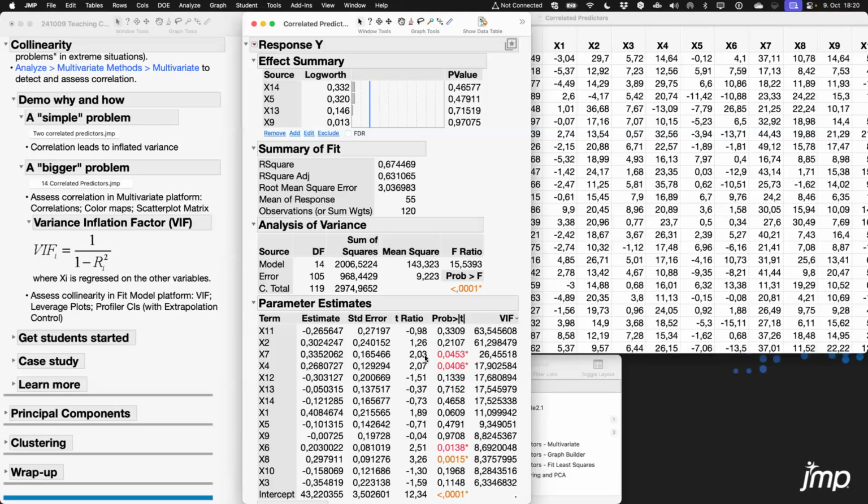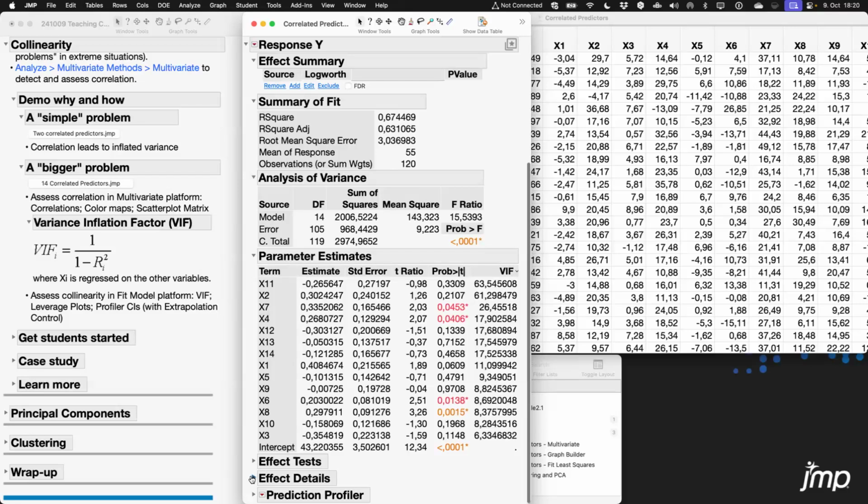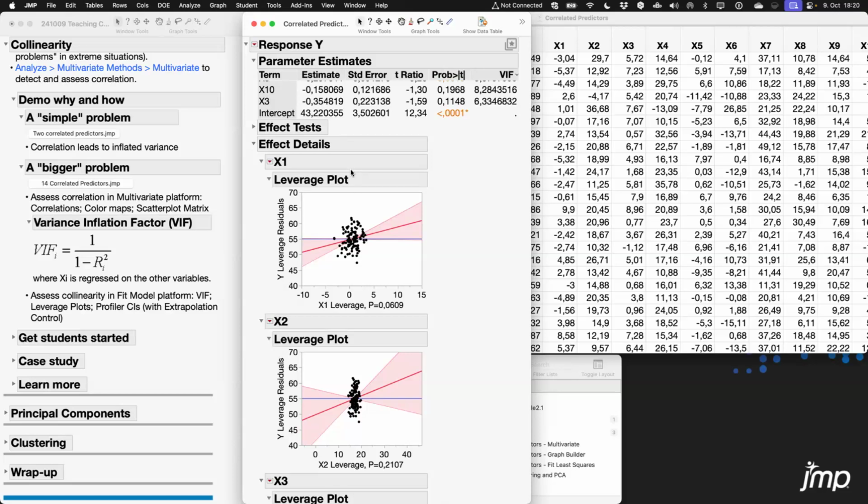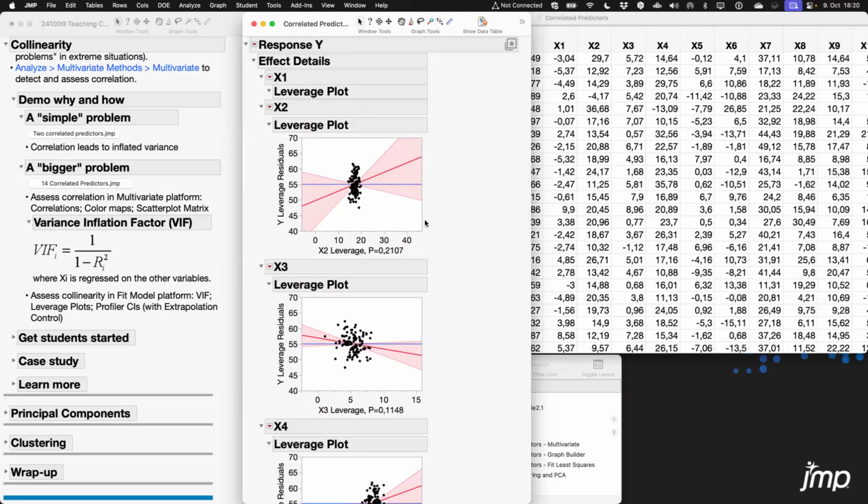Another way to see the problem is by looking at leverage plots. Here it's about the spread of our data points. If the spread is really shrunk and small, it's more and more difficult to fit this line. It becomes more and more unstable to fit a line to our data cloud, which is shrunk on the x-axis. So the leverage plots really help here as well.